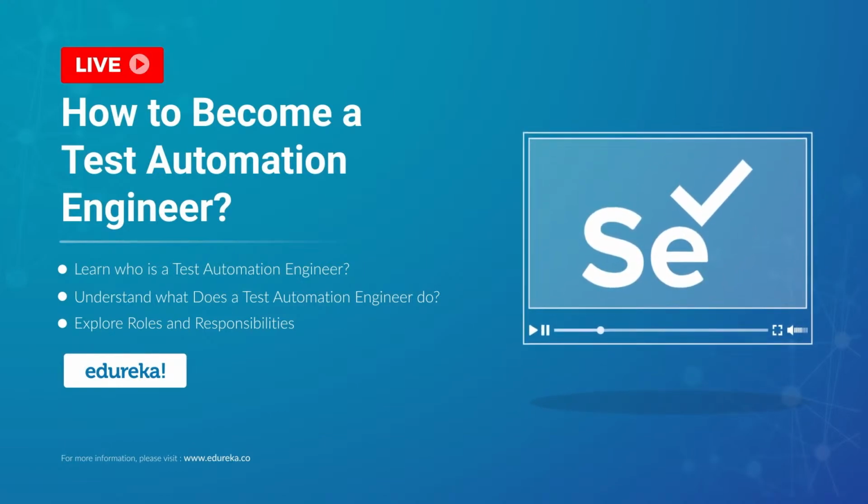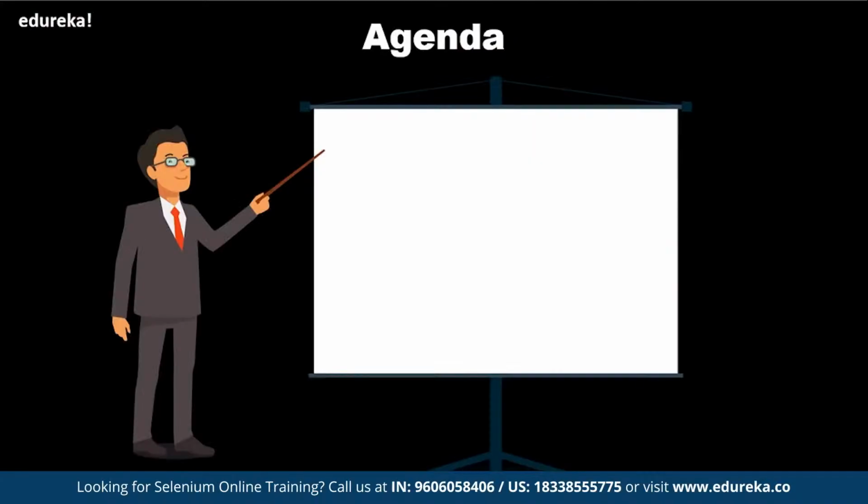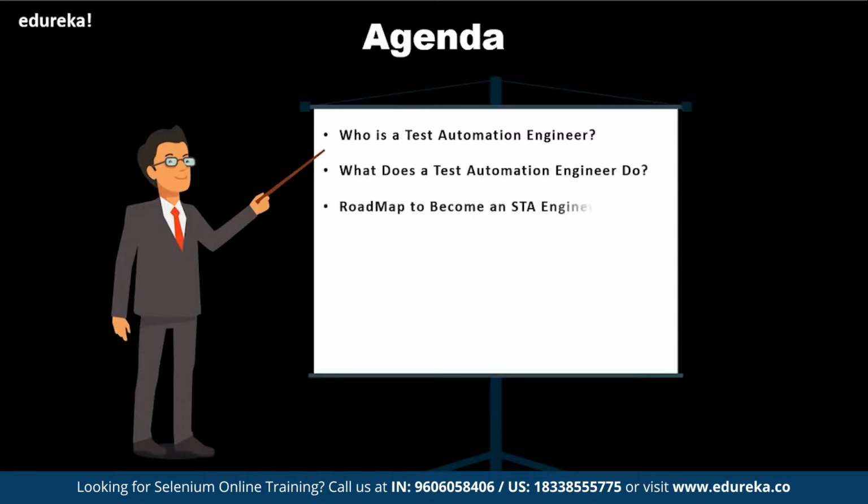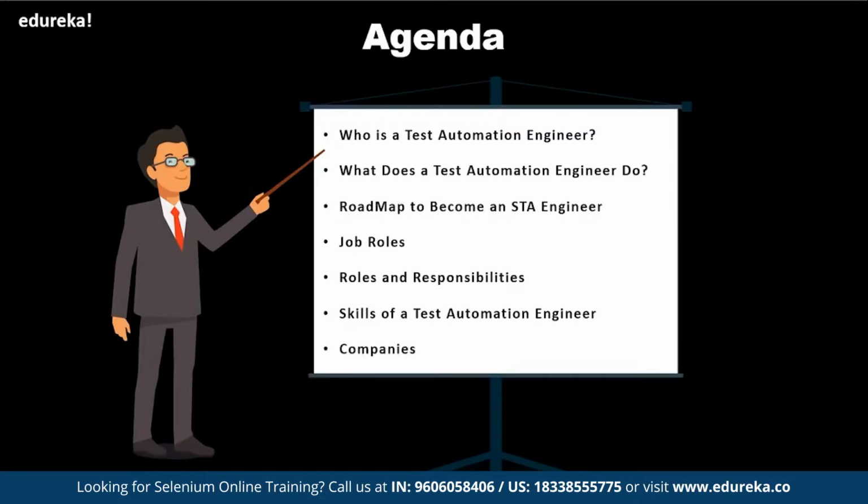So today I will guide you on how to become a test automation engineer. So let's have a look at the agenda for today's session. First we will see who is a test automation engineer, and then we will see what they exactly do. Next up, we will have a look at the roadmap to become a test automation engineer, and then we will know about the various job roles and the required skills for an automation engineer. Then we will move on to the various roles and responsibilities and also know about all the skills that you must have in order to become a test automation engineer. Finally, we will have a look at the various companies hiring test automation engineers.